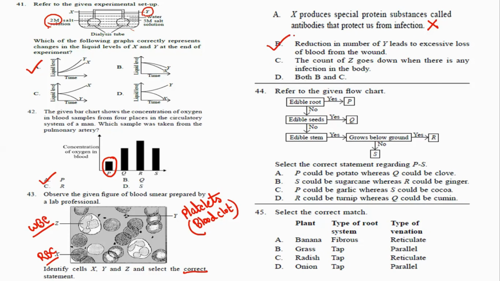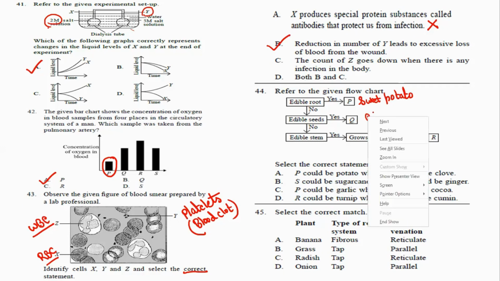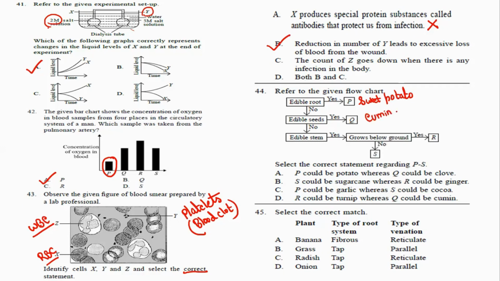Okay, now we come to question number 44. So question number 44 says edible root, yes, is P. So P can be what? P can be root, sweet potato. Okay. Edible root, no. Edible seed, yes, is Q. Q can be, we can take as cumin seed. Cumin seeds. Edible seed, no.